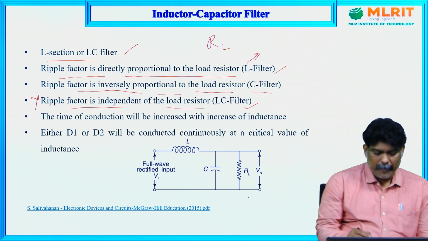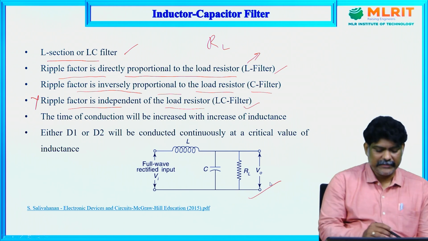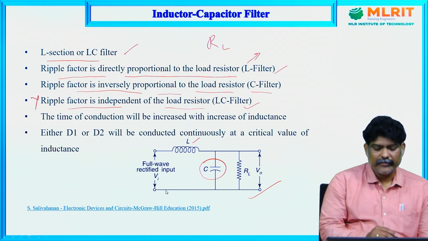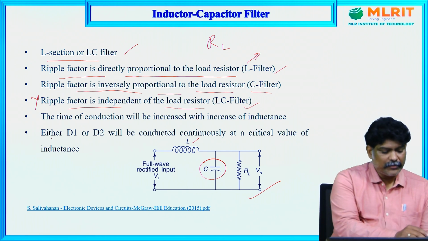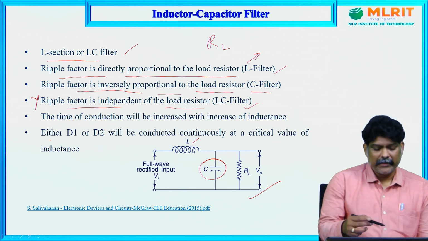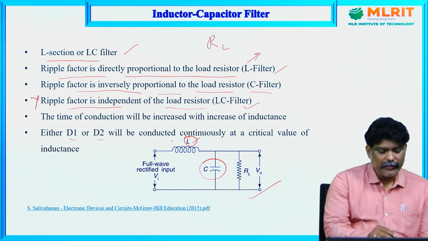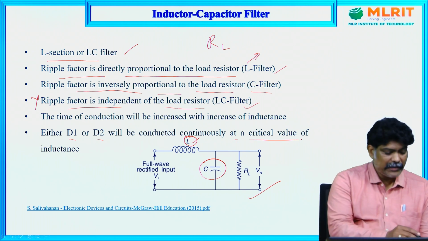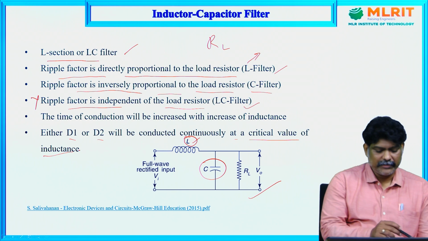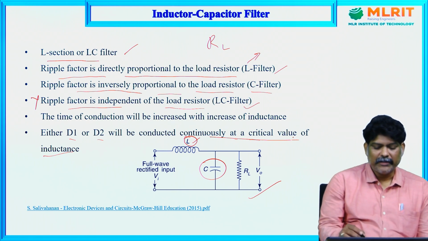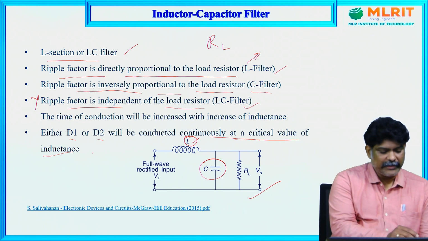This is the circuit diagram for the LC filter. The inductor L is connected across the rectified output, and across the load resistor we have the capacitor. For a particular value of inductor, either diode D1 or D2 will conduct continuously at a critical value of the inductance. This is an important point. Critical value means critical LC.